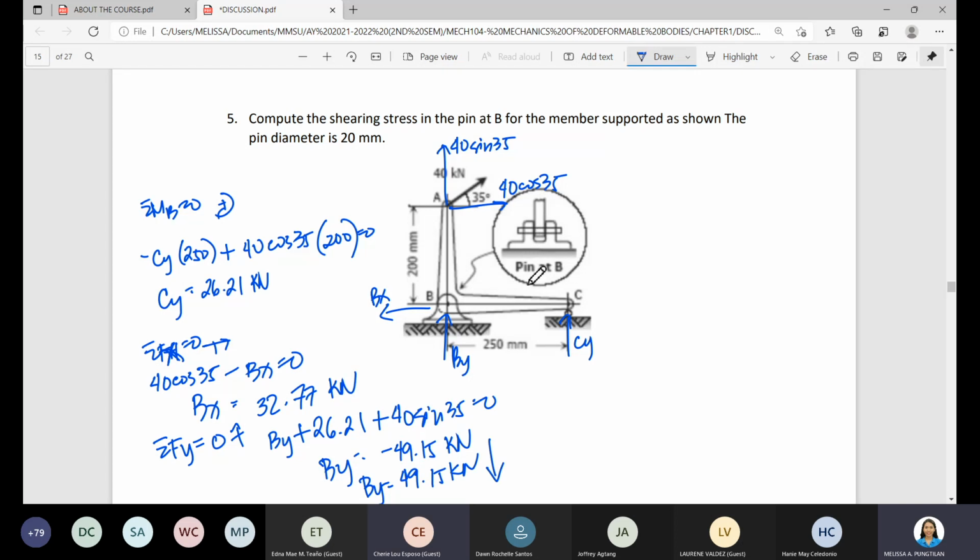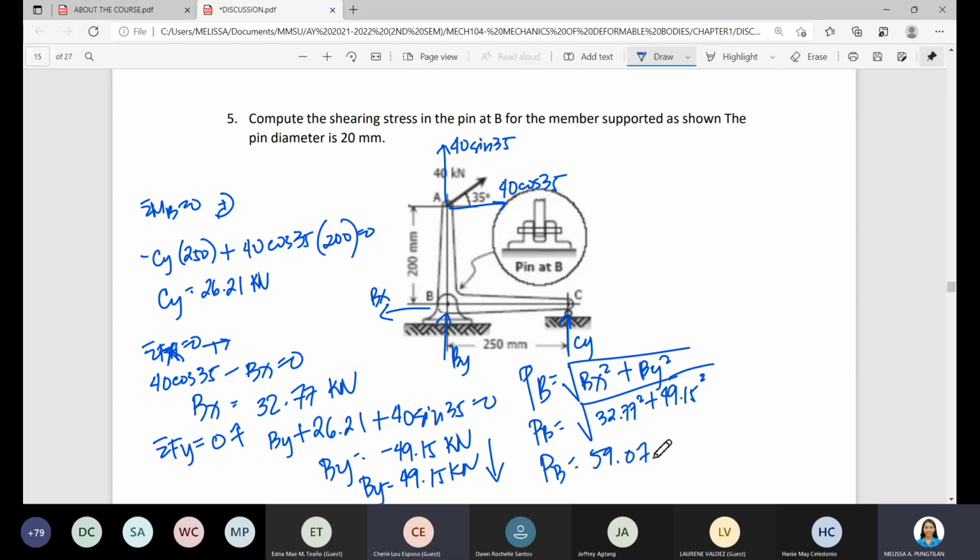So, what we need is the force at B, the force acting at our pin B. By taking the resultant of x and y, which is equal to the square root of Bx squared plus By squared. So this is equal to the square root of 32.77 squared plus 49.15 squared. So the force at pin B is equal to 59.07 kilonewton.